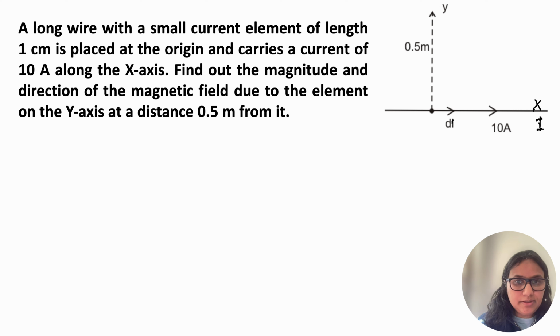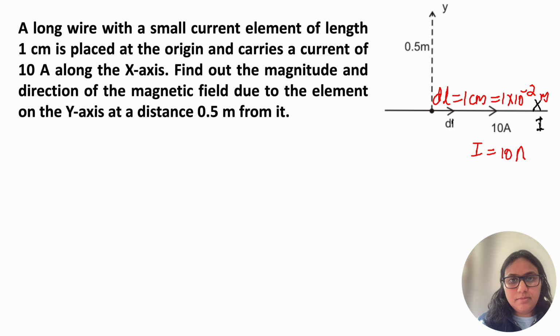So here, what is given? The current element is given. So the current element dl is 1 centimeter. Convert into meter: 1 into 10 power of minus 2 meter. And the current is given: current I is equal to 10 ampere. So we have to calculate the magnetic field dB at a distance 0.5 meters. So 0.5 is your r.